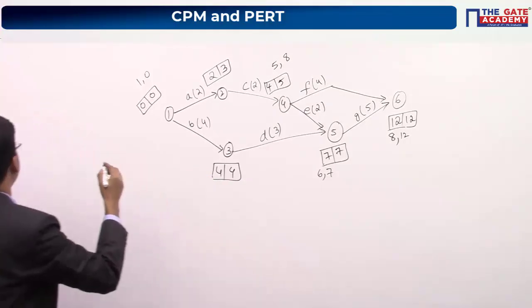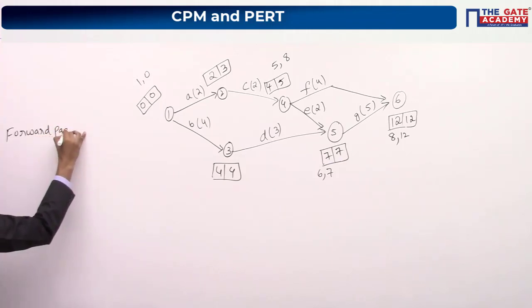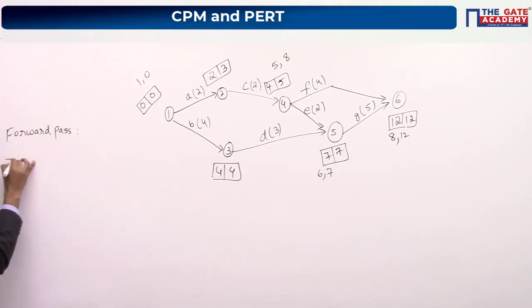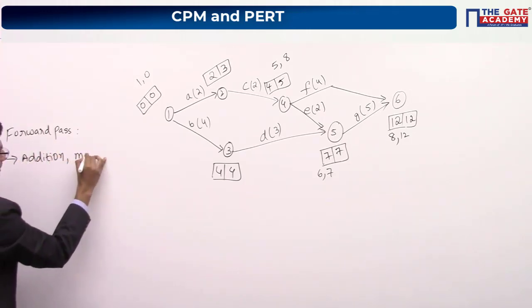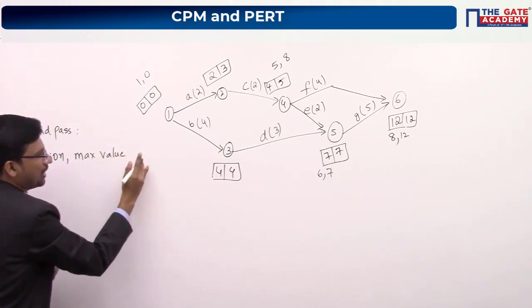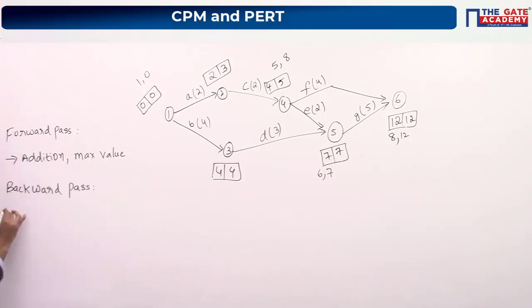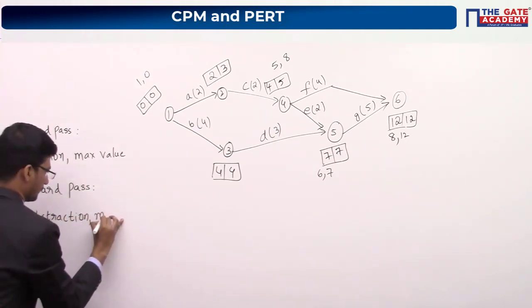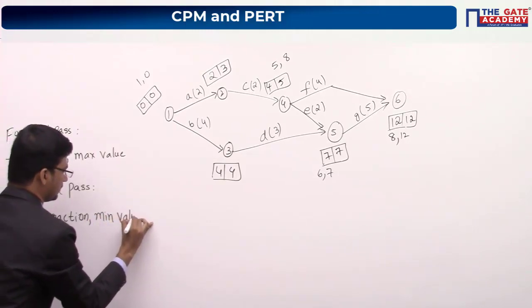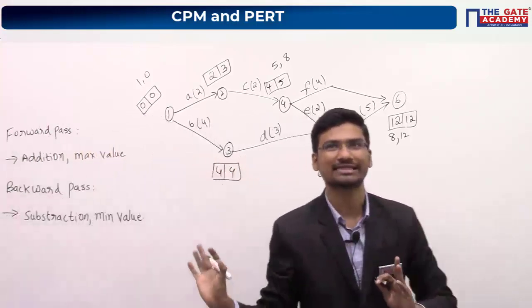So I am just writing for your reference, forward pass rule. In forward pass, we have to take addition, comma, maximum value. Addition and we have taken maximum value here. And in backward pass rule, you have to take subtraction and minimum value. So please copy these statements also, because after some time you will be forgetting how to do these things.